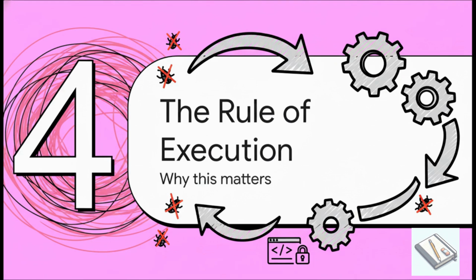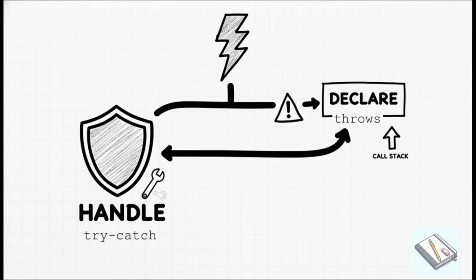Let's look at the fundamental rule that makes this all work. So here's the golden rule in Java, at least for what we call checked exceptions. You have two choices, and only two. You either deal with the problem right then and there by wrapping it in a try-catch block, or you declare it with throws, which basically passes the responsibility up to whatever method called yours. What you can't do is just ignore it.